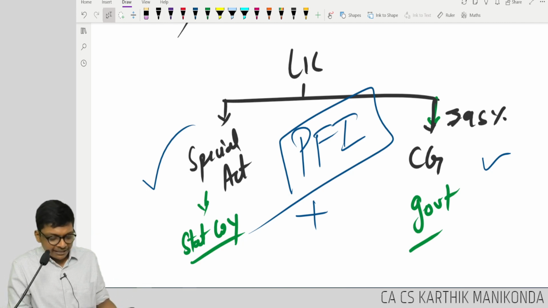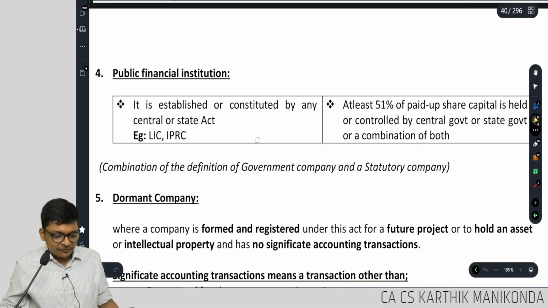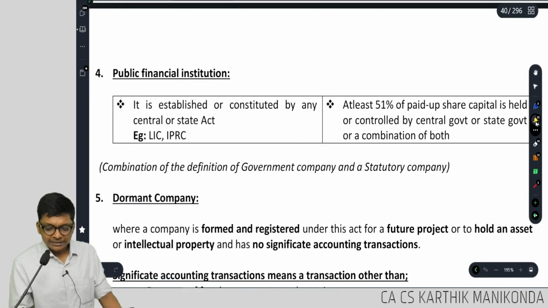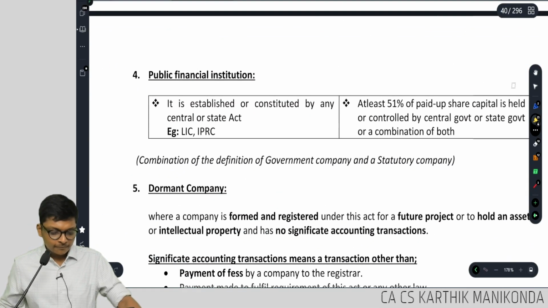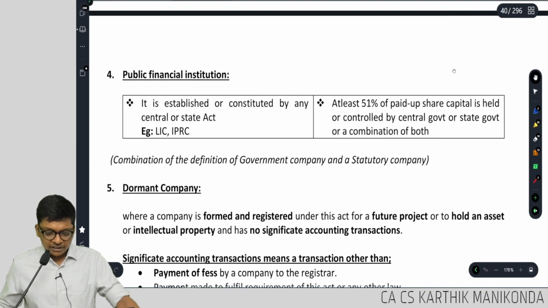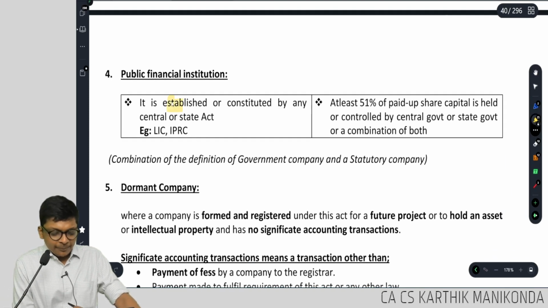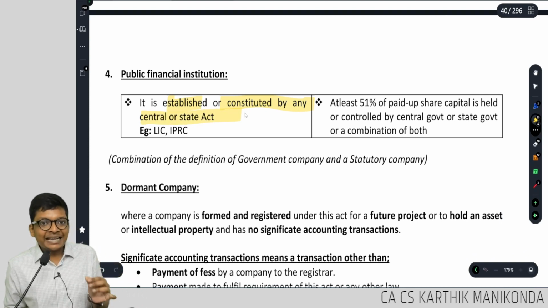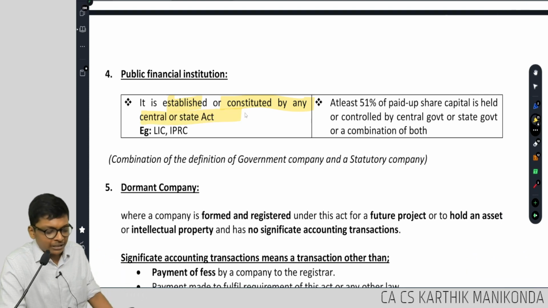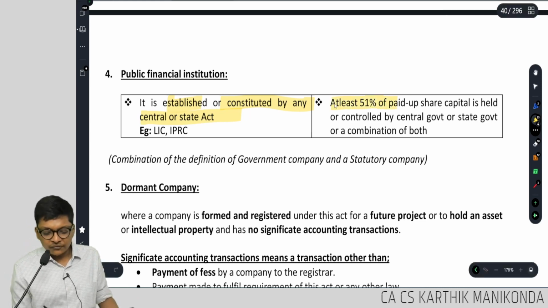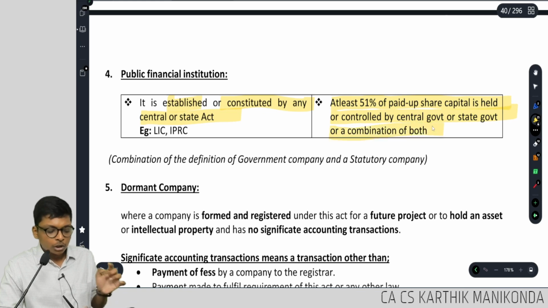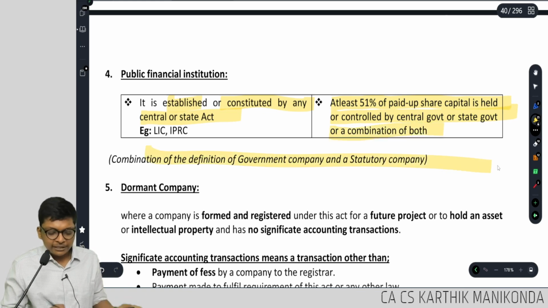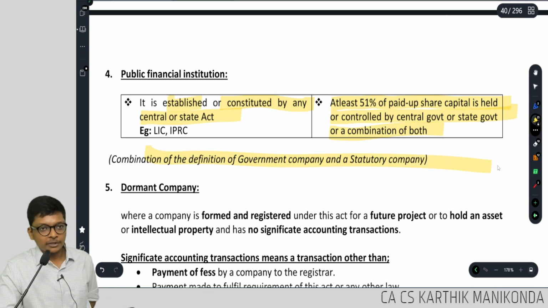Are you following, guys? So look at the definition of public financial institution. It's a beautiful definition. It is established or constituted under a central or state act, and at least 51% of paid up share capital is controlled by central government, state government, or a combination of both. So it's a combination of government and statutory company.